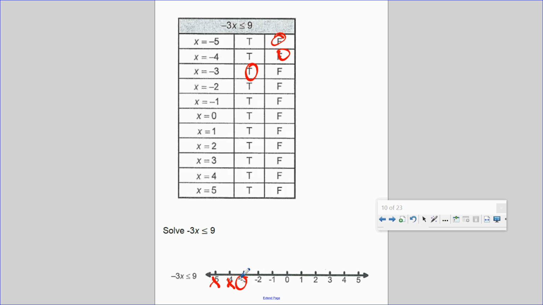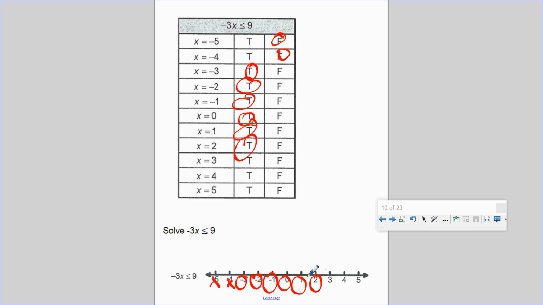When you multiply -3 and -2, you get 6. Is 6 less than 9? True. When you multiply -3 times -1, you get 3. Is that less than 9? True. When you multiply -3 by 0, you get 0. Is that less than 9? True. I think everything else will be it. When you multiply -3 by 1, it's -3. Is that less than 9? True. I can stop here, but -3 times 2 is -6, less than 9.